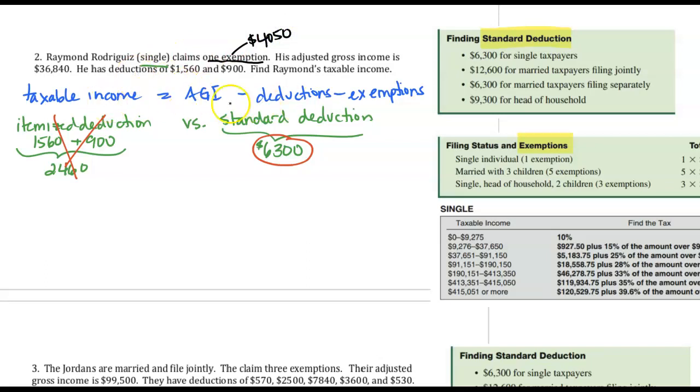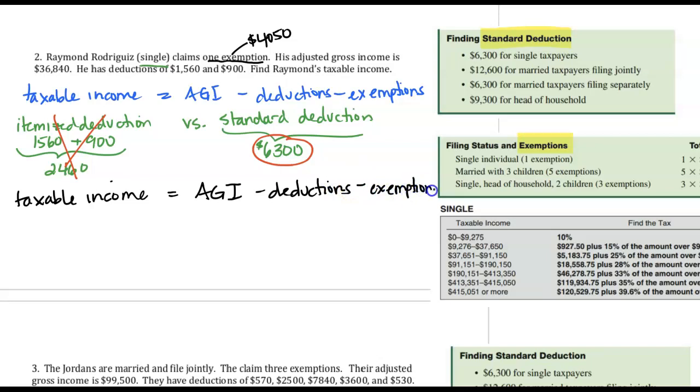Now let's put that into our equation. To find our taxable income, let me write it in words first. We're going to take our adjusted gross income, subtract the deductions, and subtract the exemptions. Our adjusted gross income was $36,840, and that was given right here in the problem.